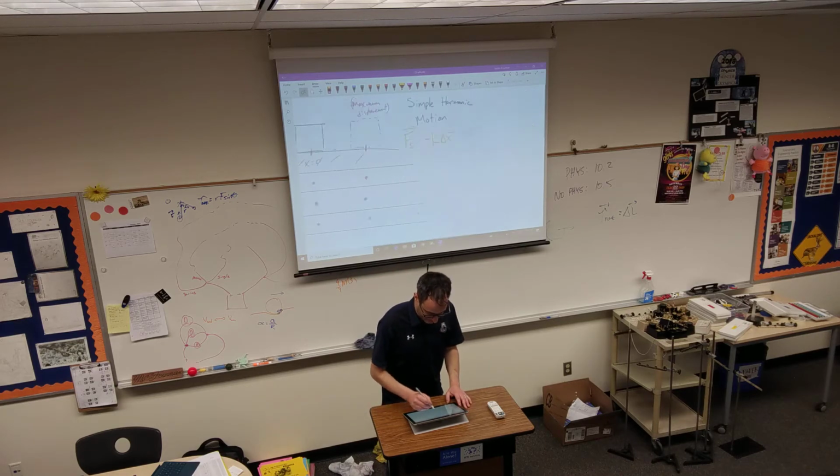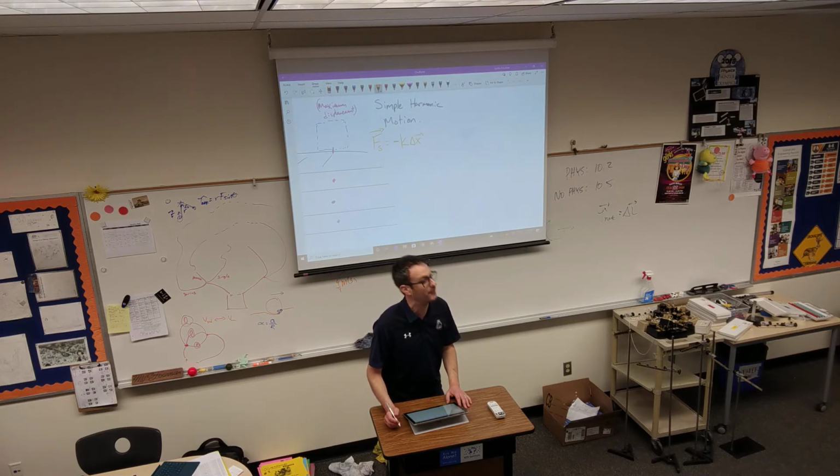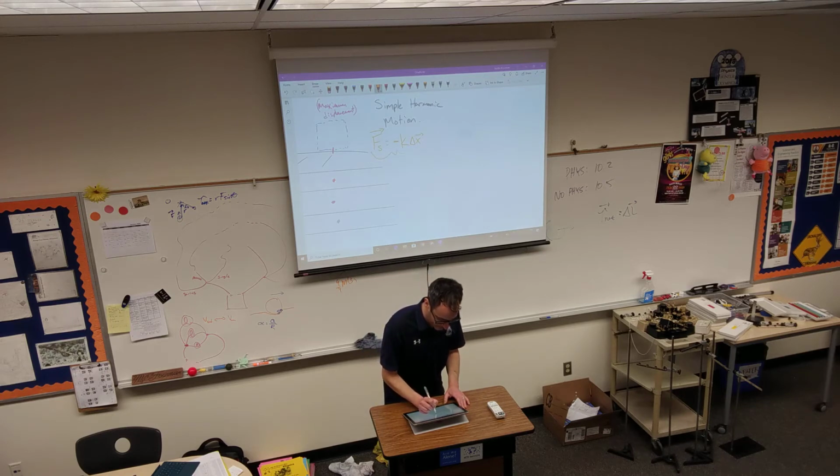But what happens is when people plug it into F net equals ma, they take into account the negative when they're using F net equals ma, then they throw in the negative, and that's where the confusion shows up. Anybody remember what law this is called? Hooke's law.